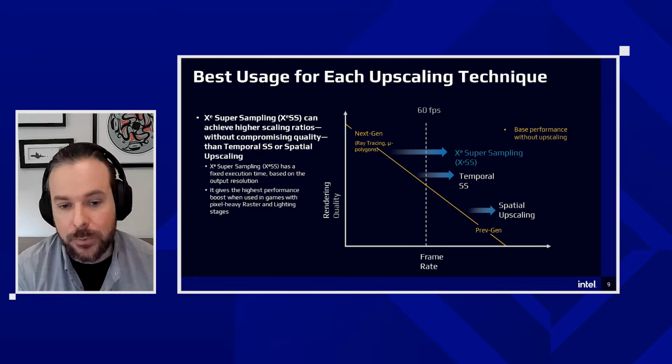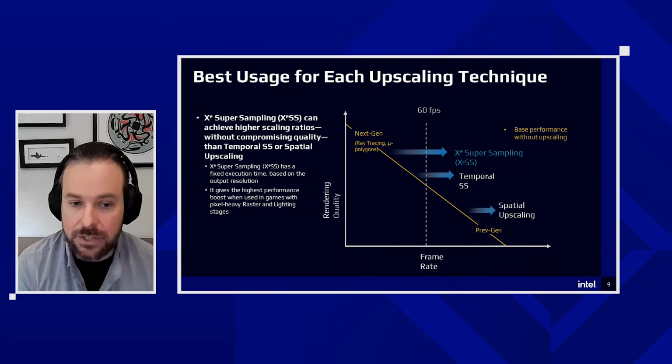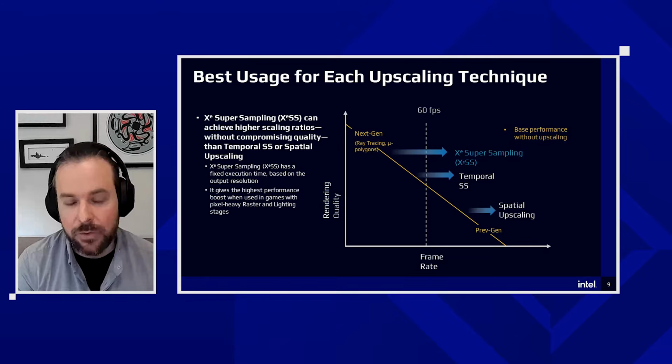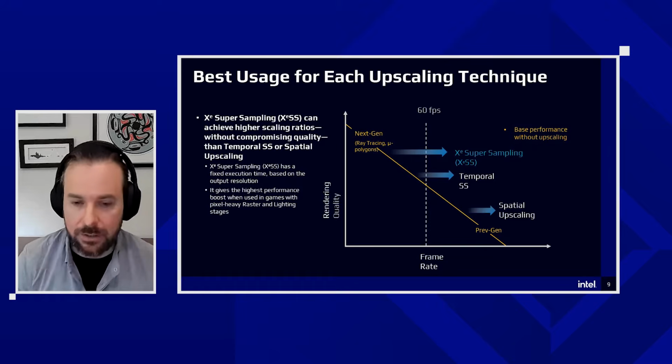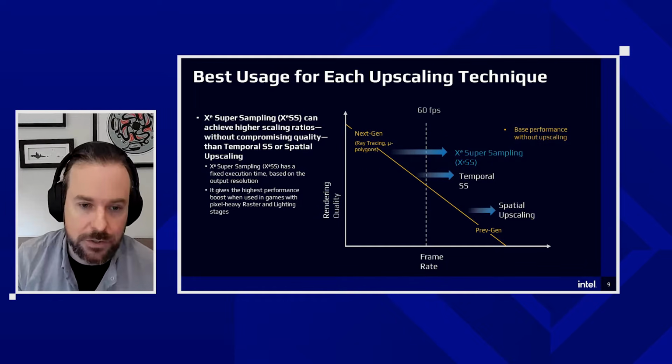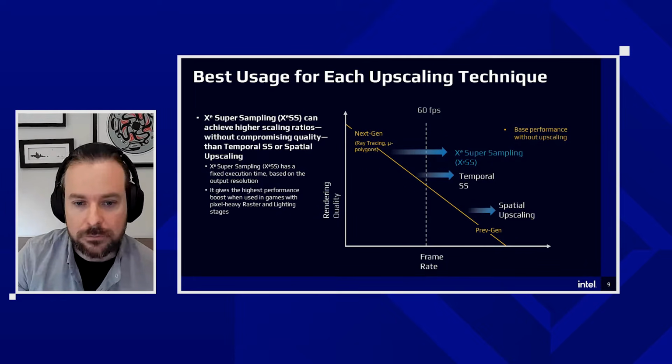With titles that have a light rasterization and lighting stage, the overhead might be significant, so the performance boost won't be that big. So that's another thing to remember when you think about upscaling solutions to use in your engine.